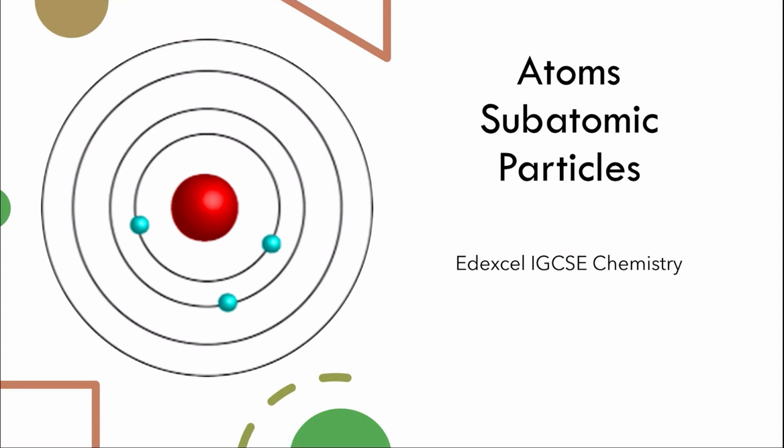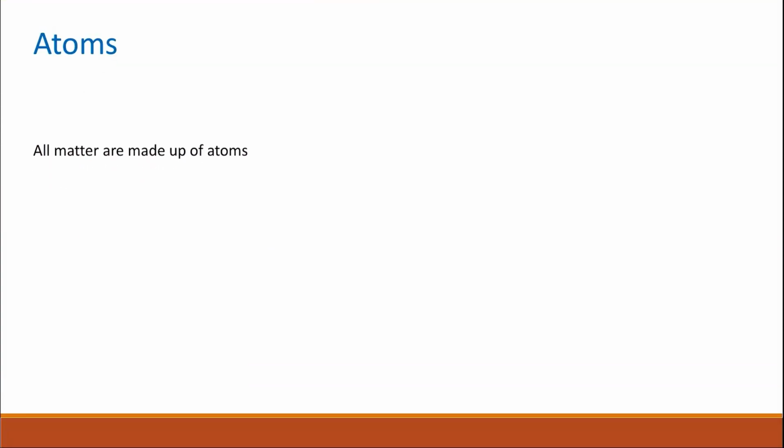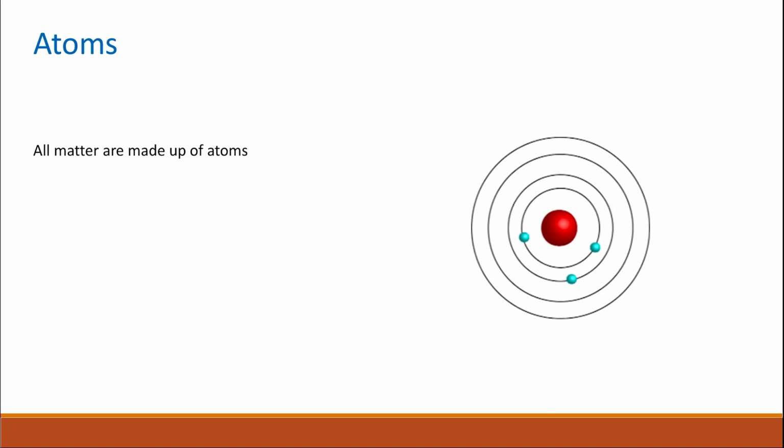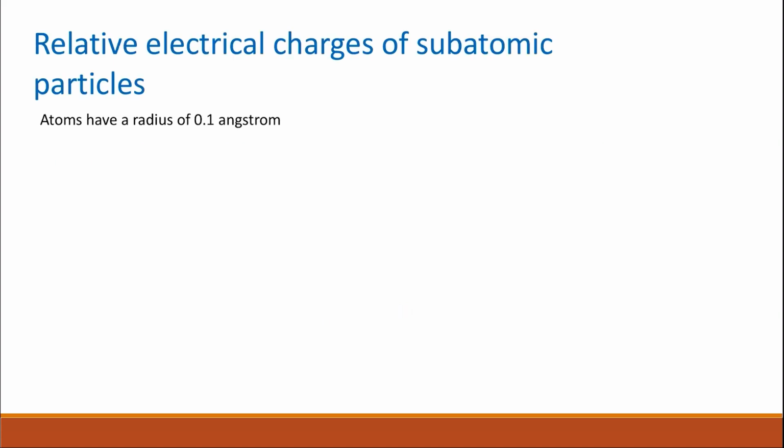Atoms and subatomic particles. All matter is made up of atoms. Atoms are very tiny particles. They are made of a central nucleus and electrons which orbit the nucleus in energy shells. So what are the subatomic particles and what are their relative charges?